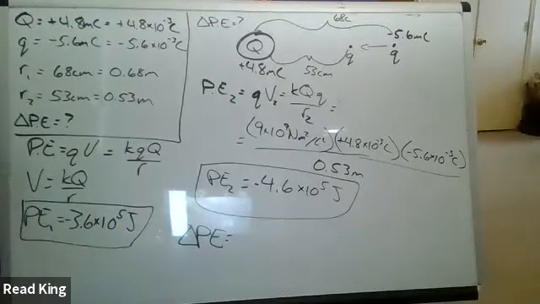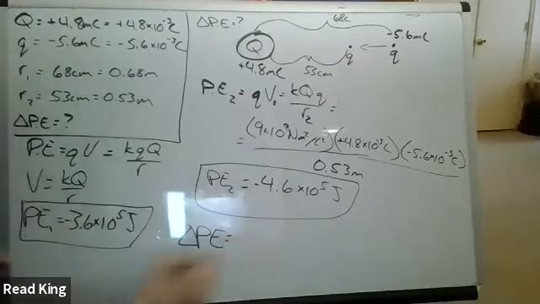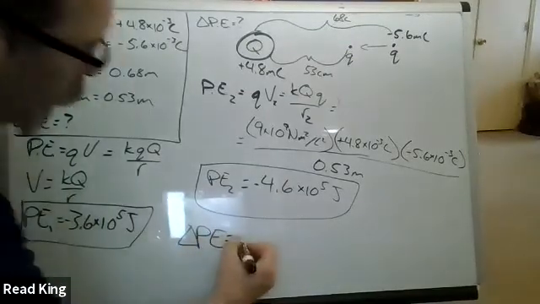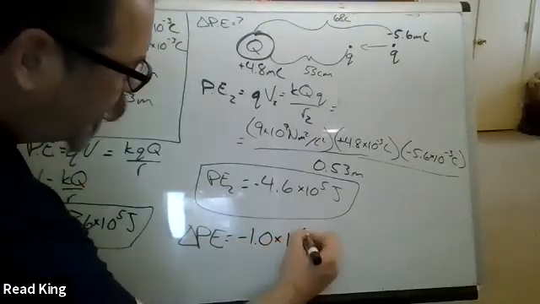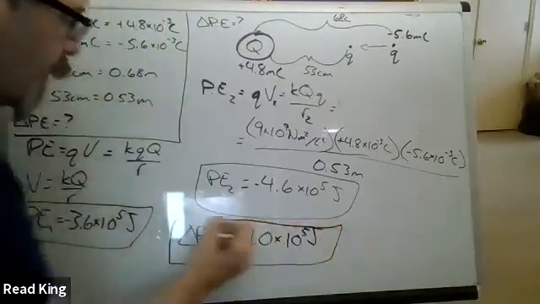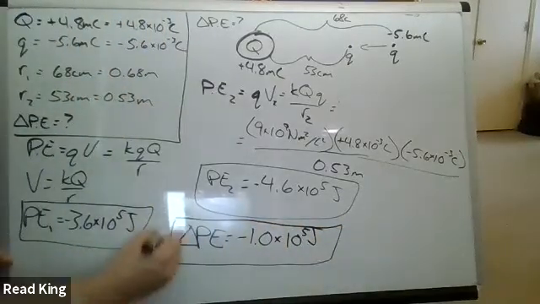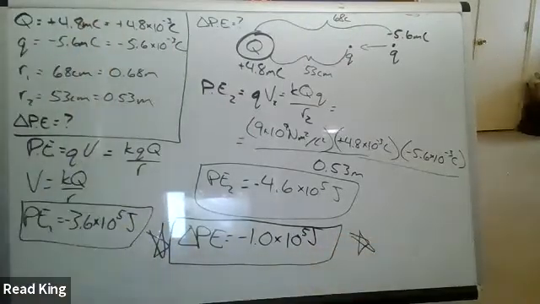Yes, that is a decrease. So the potential energy decreased because this minus that is going to be a minus 1.0 times 10 to the 5th joules. So that's the actual answer right there: the potential energy changed by minus 1.0 times 10 to the 5th joules. Therefore, it decreased.